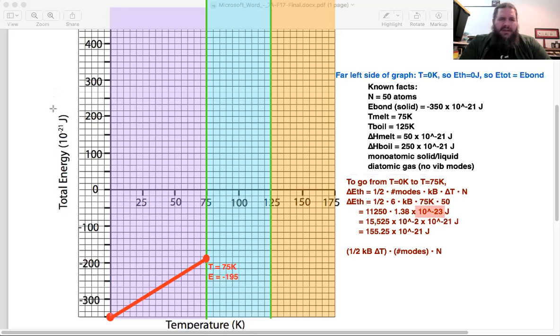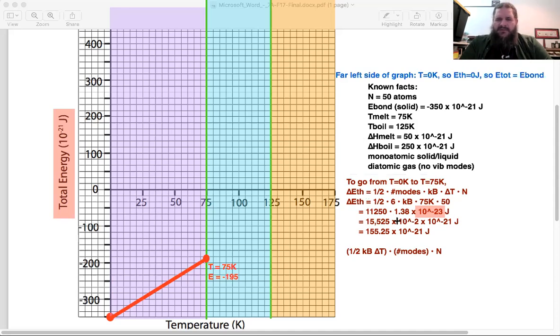But I noticed that the axis here is labeled in units of 10 to the negative 21. So I think it would be useful to just write everything in terms of something times 10 to the negative 21 joules. And 10 to the negative 23 is the same as 10 to the negative 2 times 10 to the negative 21. Because you can split up exponents as multiplication.